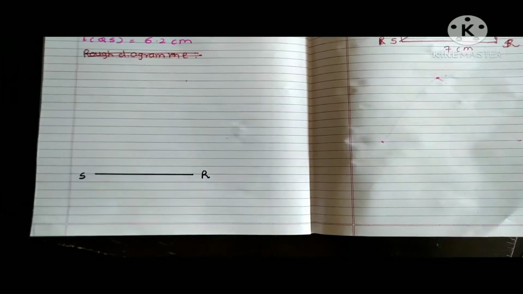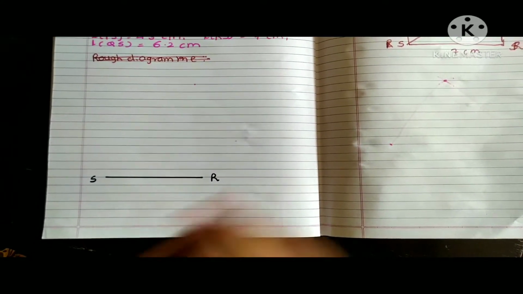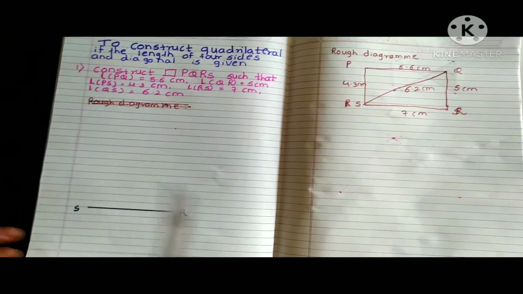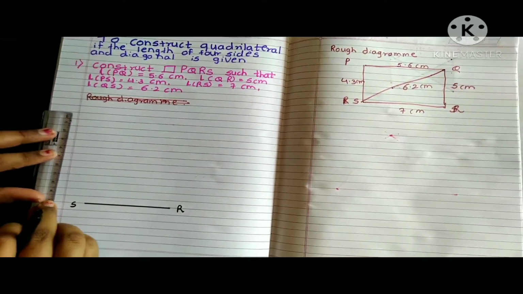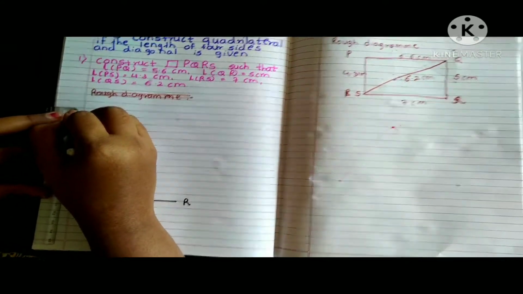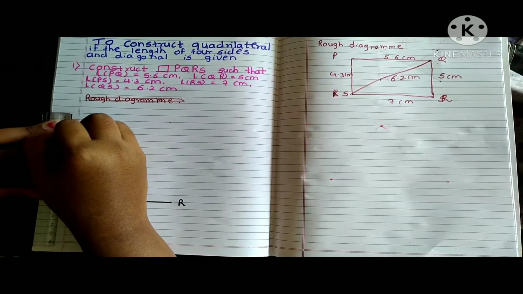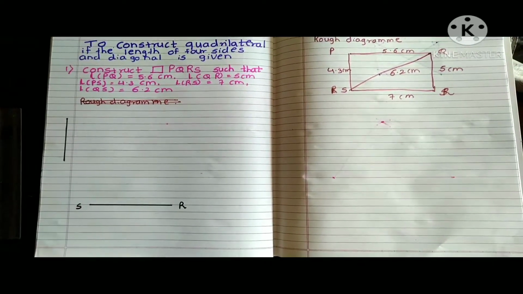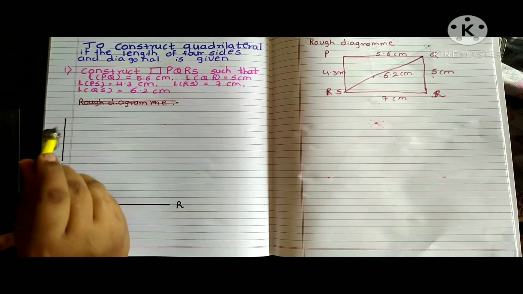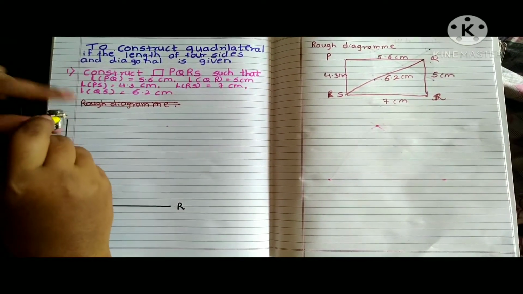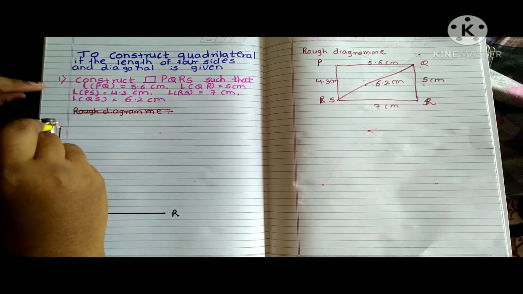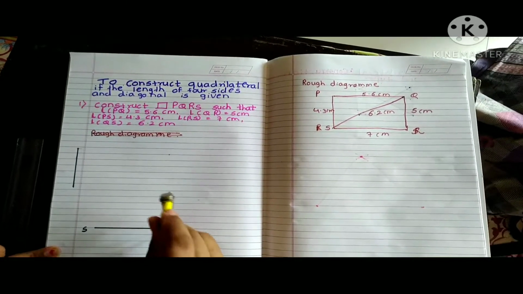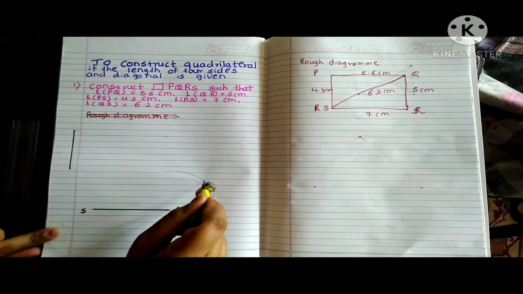SR. Now we have to draw the side RQ. So how much is RQ? 5 centimeter. So let's draw 5 centimeter, because we have to take the measurement in our rounder of 5 centimeter as we do for the triangle. So I will take the measurement of 5 centimeter in my rounder. Yes. And I will draw an arc from R of 5 centimeter.